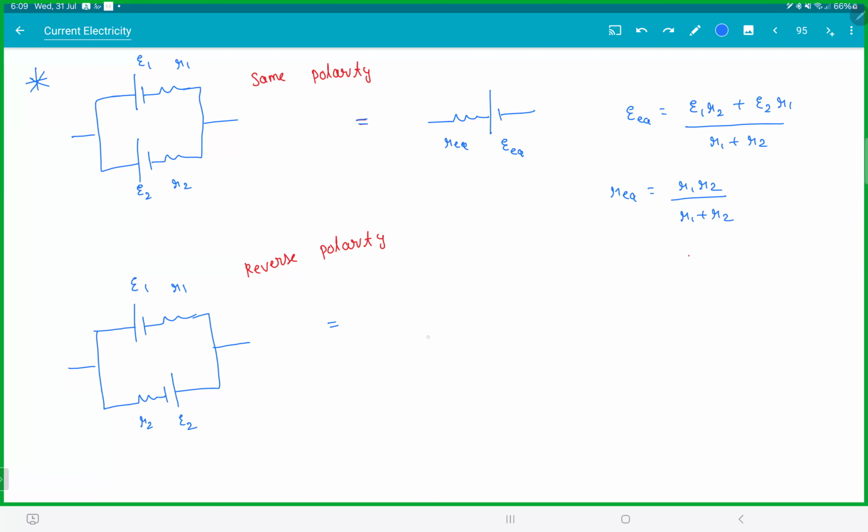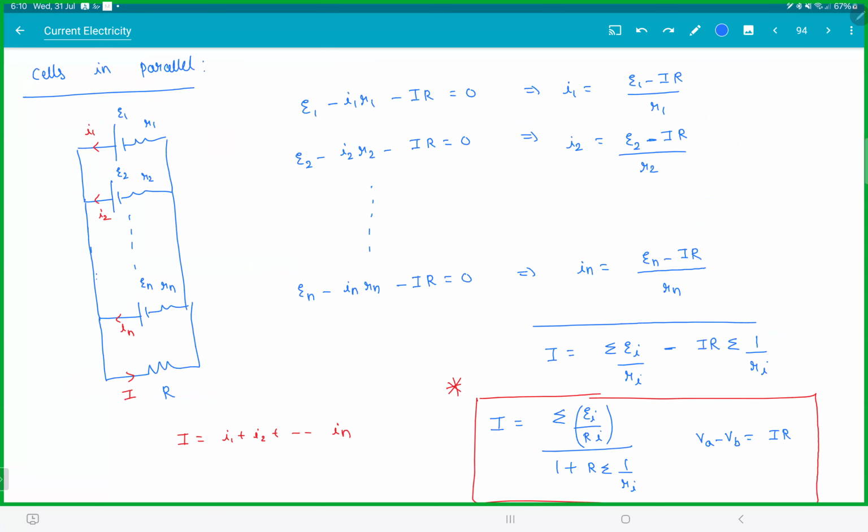So if you are in reverse, I'm assuming E1 is greater. The E equivalent would be (E1 R2 minus E2 R1) by (R1 plus R2). R equivalent would be R1 R2 by (R1 plus R2). So remember this much is sufficient for generally 2 batteries. It works pretty well. It's quite useful. And like I said, for mains and bits level, anything more than this, then you have to go back to the N formula.